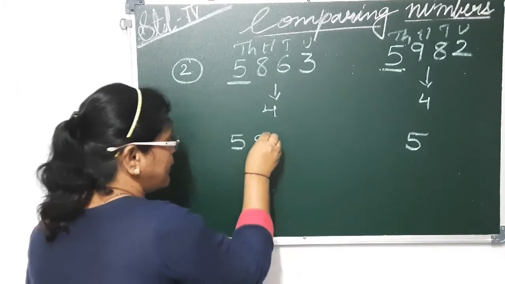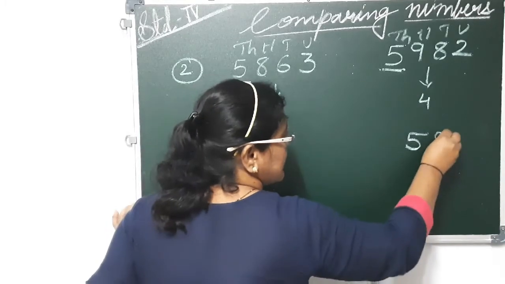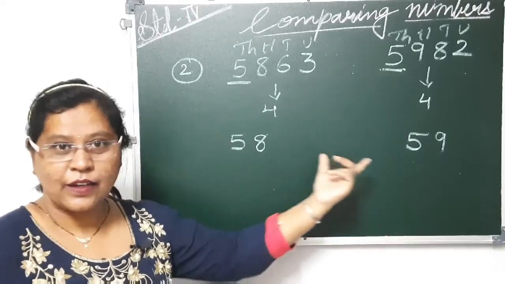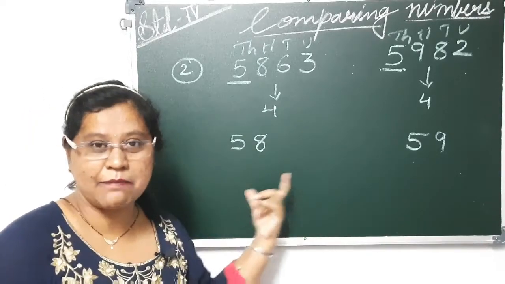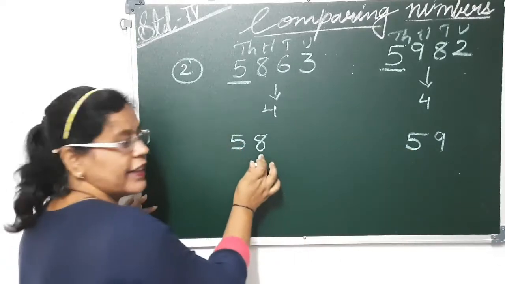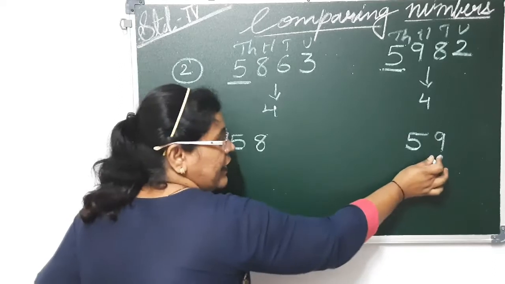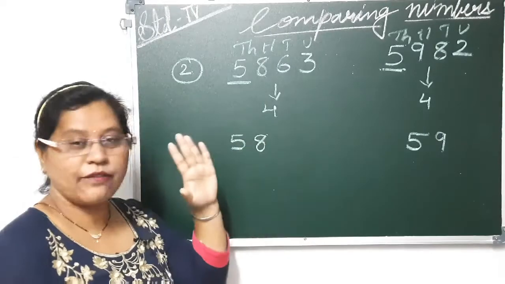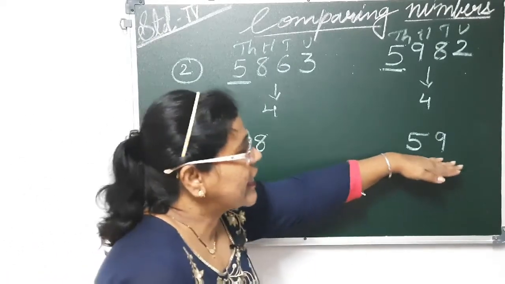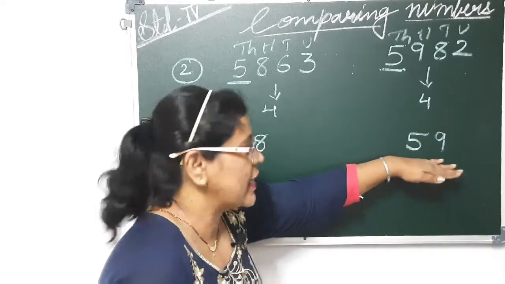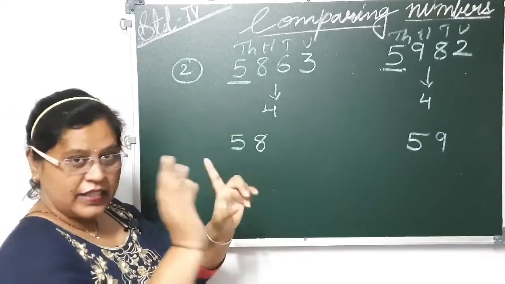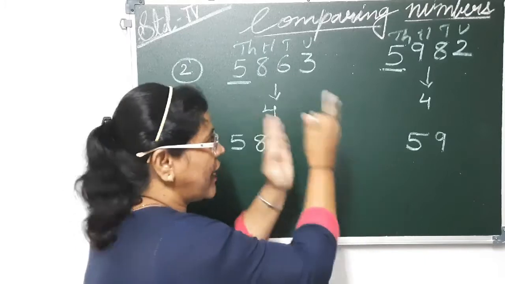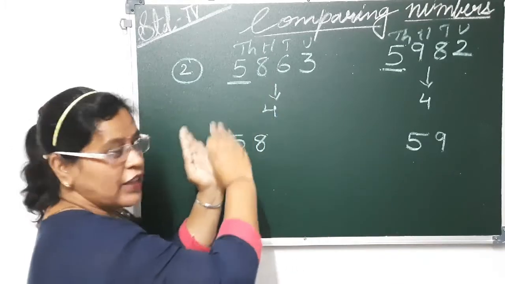Now here it is 8, but the second digit in the next number is 9. Now 8 and 9. Then make the comparison. 9 is greater than 8. Understood? 9 is greater than 8. So there you have to stop and come to the conclusion that the number given here is greater than this number. First read the number: it is 5863. The second number is 5982.